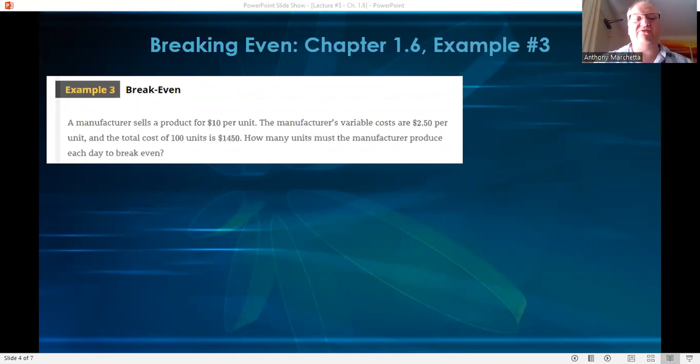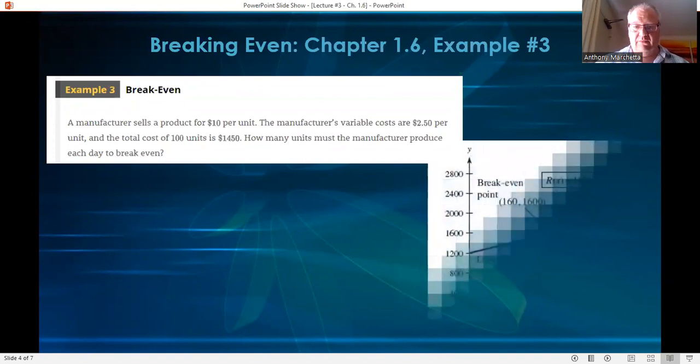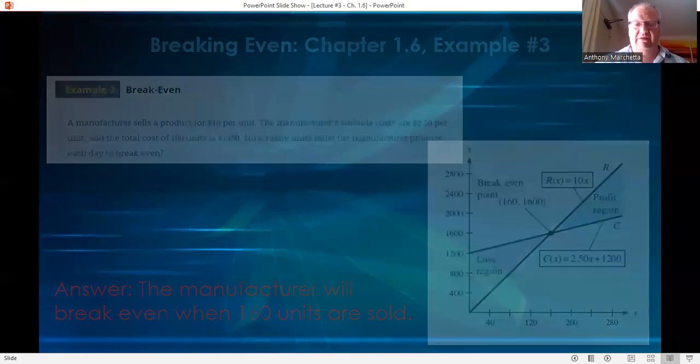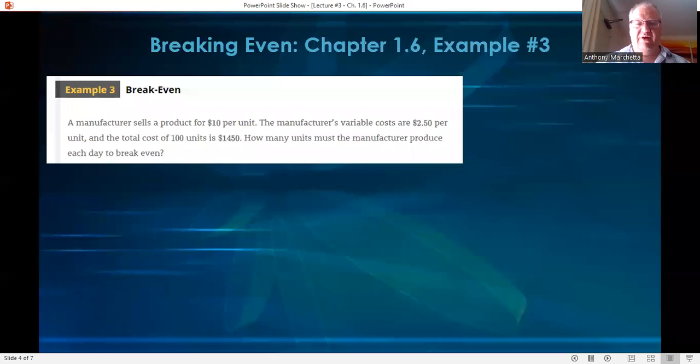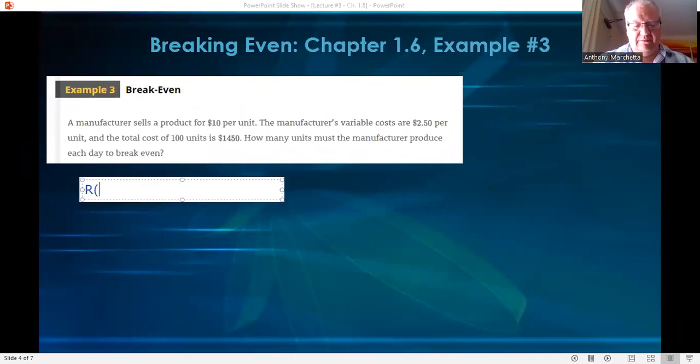It says the manufacturer sells a product for $10 per unit. I know already what the revenue function is. Before I do that, let me put the revenue function in. The revenue function is going to be simply the price times X, right? So what we'll say then for the revenue function is R of X equals 10X. Great, there's your revenue function.